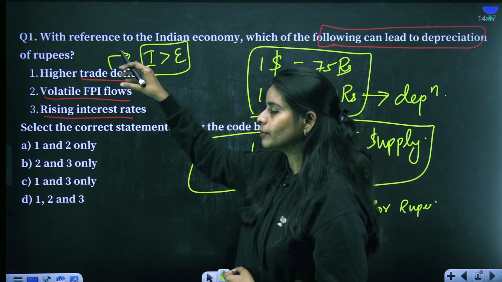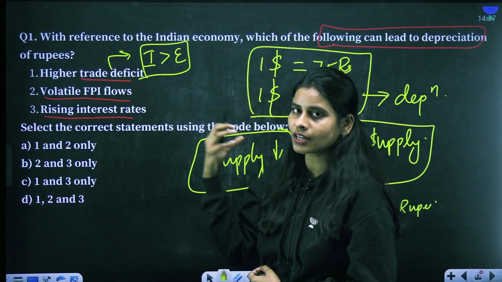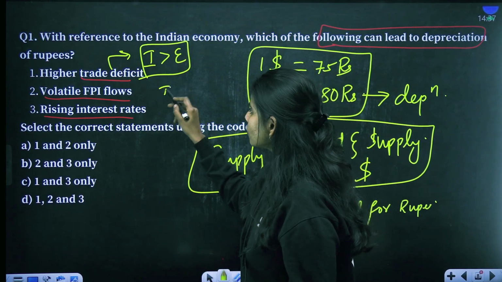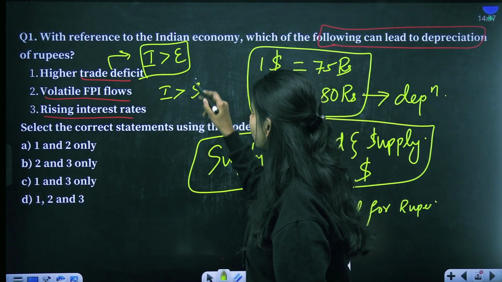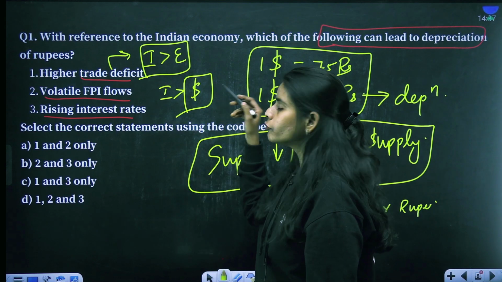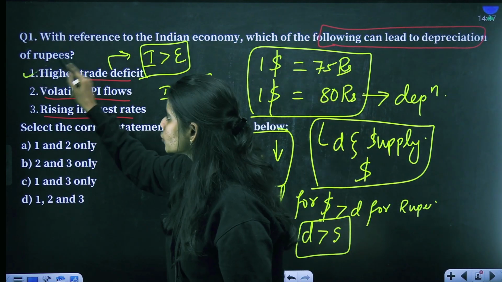So you will not be able to pay for the excess imports because of the fewer exports that you make, right? So when that happens, what is happening? Your imports are greater. If your imports are greater, you need more dollars to meet the imports. So when the demand for dollars is increasing, then depreciation can happen. So this option is correct.